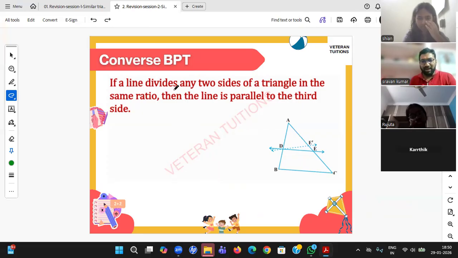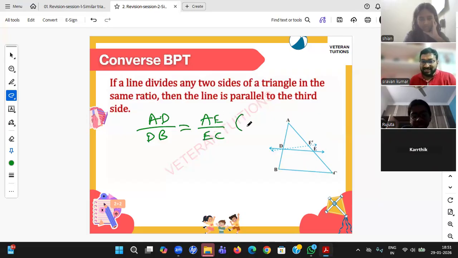Okay, what does it say? If a line divides any two sides, assume this is a line DE, it divides any two sides, meaning it is dividing AB and AC in the same ratio. That means AD by DB equals AE by EC. Don't go for E dash, it is an extra construction, I'll say later. Now you see, students, this is given here.